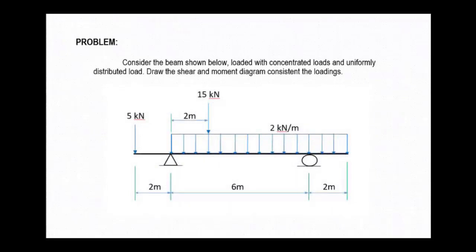From the figure, we have here a 5 kilonewton concentrated load at the left free end, then a 15 kilonewton concentrated load 2 meters from the pin support, and a uniformly distributed load equal to 2 kilonewton per meter from the pin support up to the right free end.